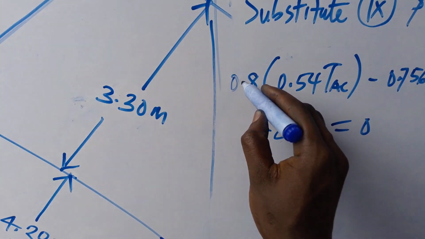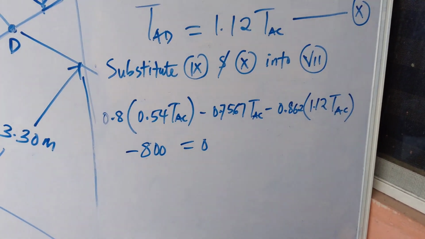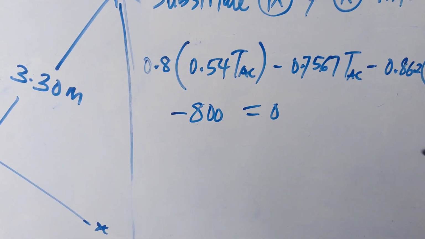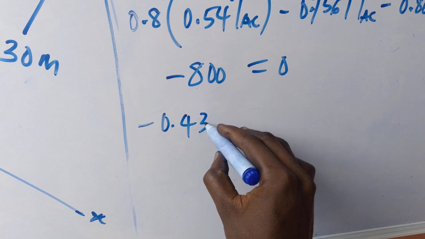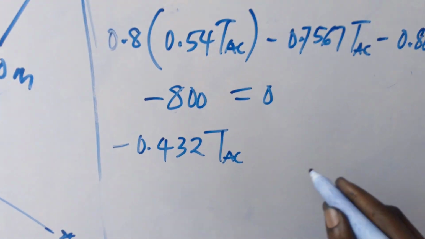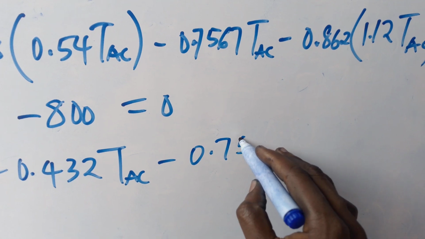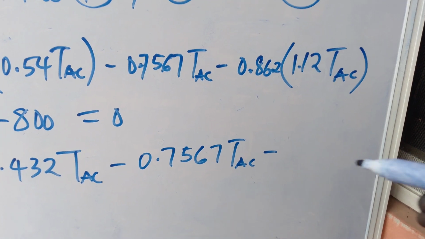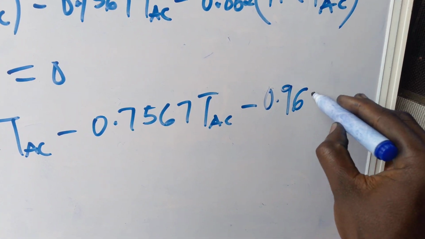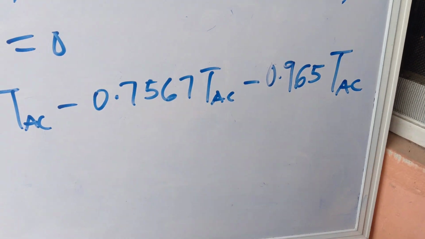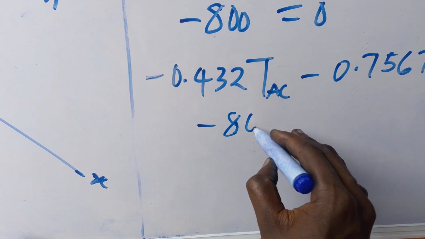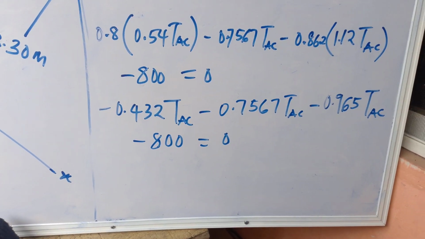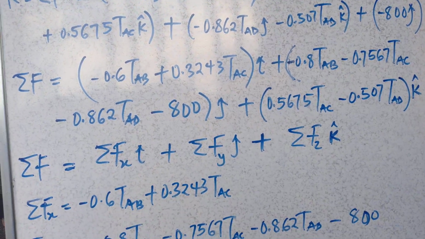Okay, so if I expand the brackets now, I will multiply and I'll have minus 0.432 TAC minus 0.7567 TAC, minus 0.965 TAC, minus 800 is equal to 0. So if I add everything there, that will be okay.